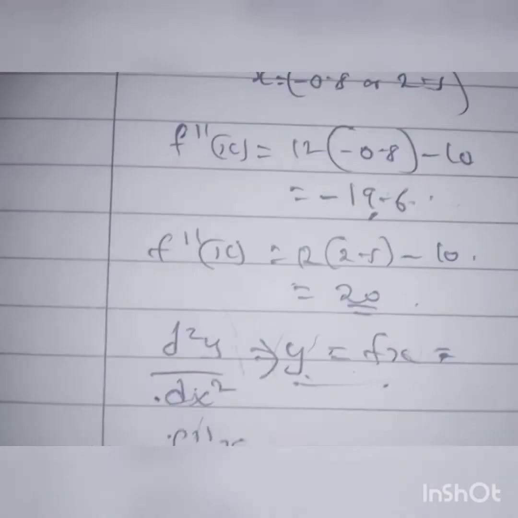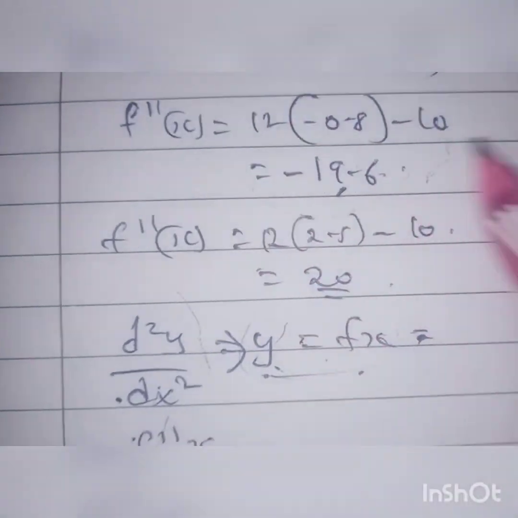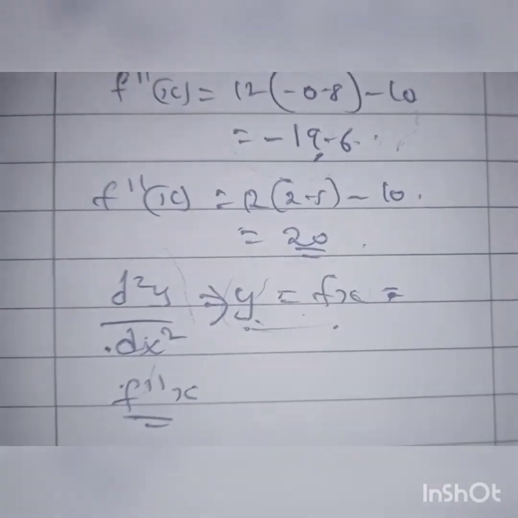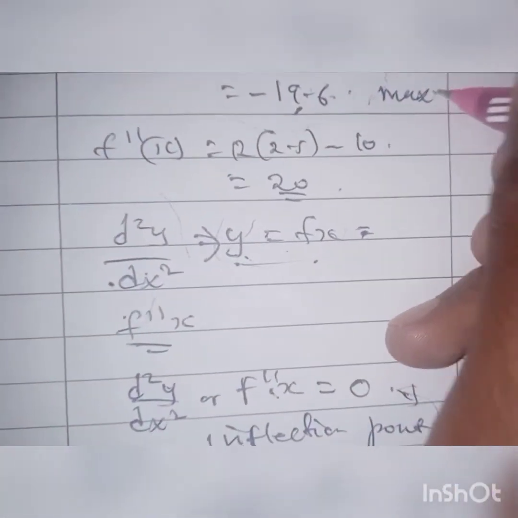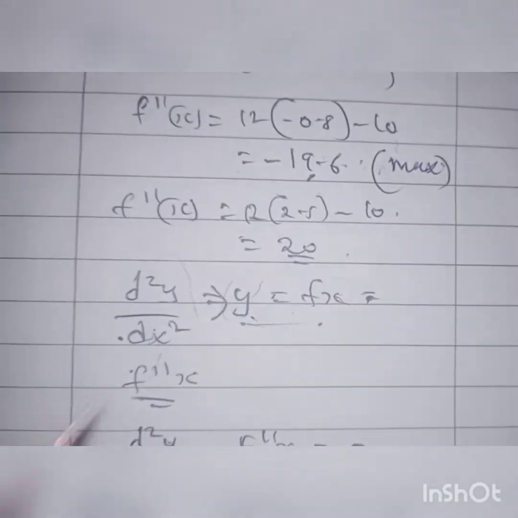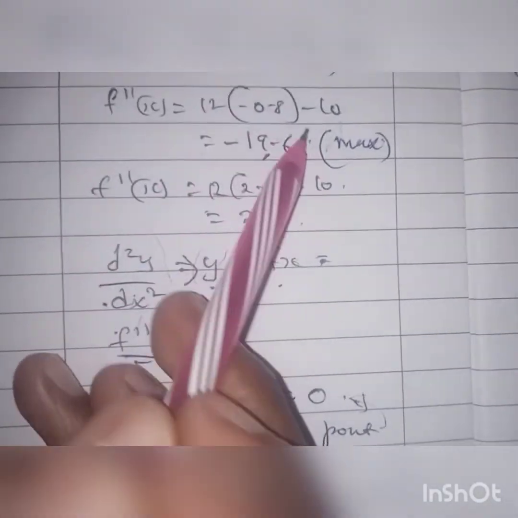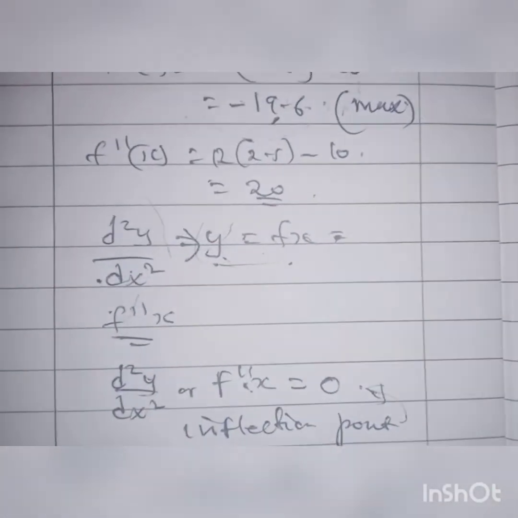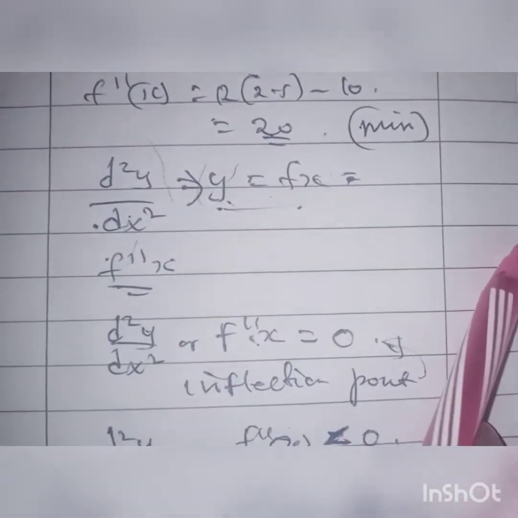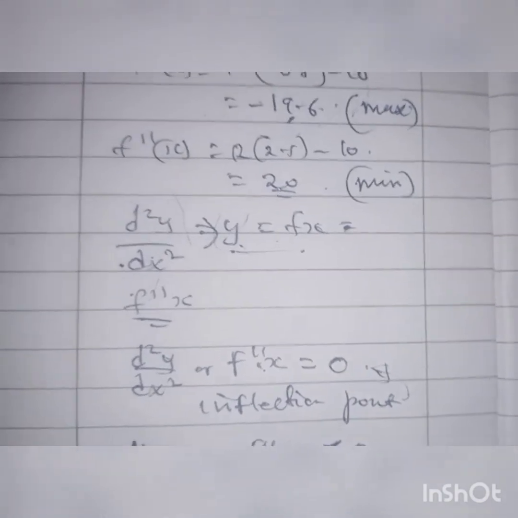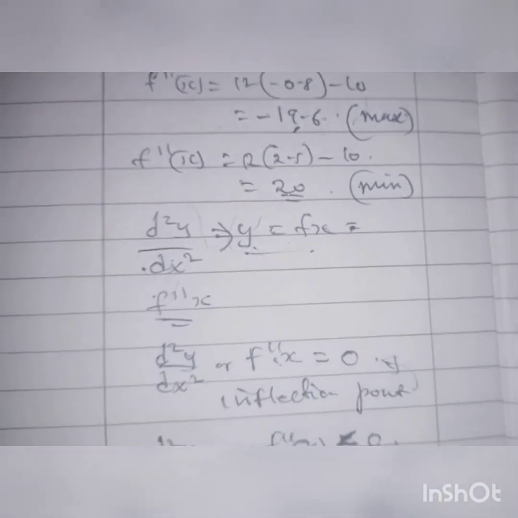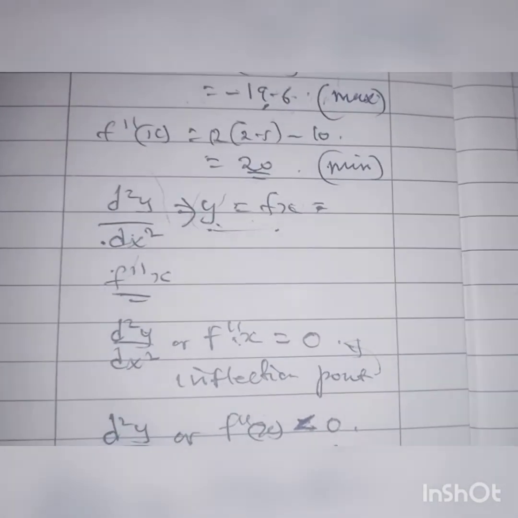Now let's come back to our function. Is the first point a maximum or minimum? It is a maximum point because it is less than 0. Negative numbers are less than 0 on the Cartesian plane. The second point is a minimum point because it is greater than 0. Numbers greater than 0 are positive. Hence, we have determined that. So that is our function.